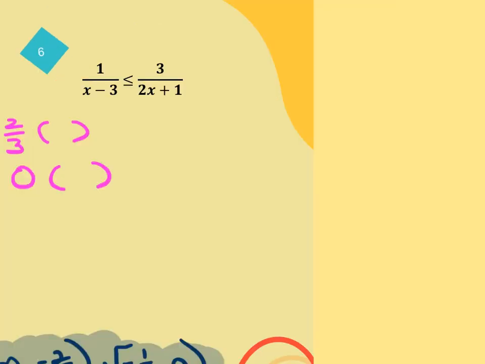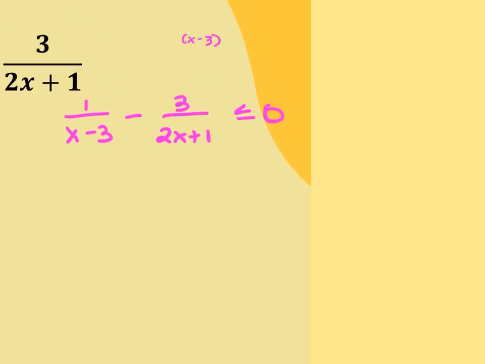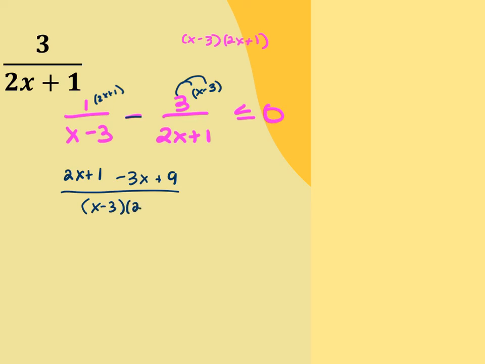Okay, let's look at number 6. So again, we've got to get both fractions to the same side. So 1 over x minus 3 minus 3 over 2x plus 1 is less than or equal to 0. The denominator here would be x minus 3 and 2x plus 1. So the first one's missing the 2x plus 1, and the second one's missing the x minus 3. The minus can go with the 3 and then get distributed to both. So negative 3x plus 9 all over x minus 3 and 2x plus 1.